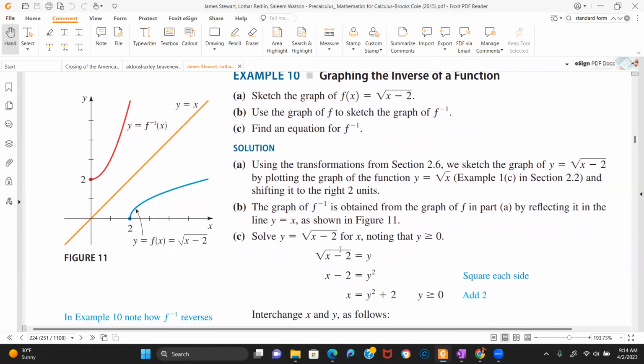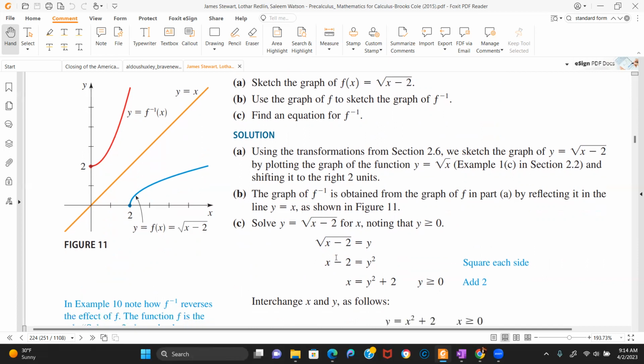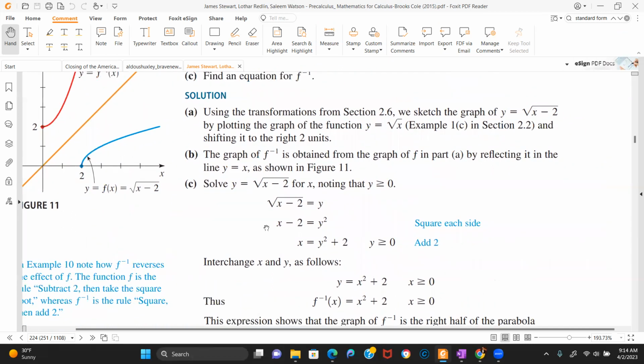So what is the inverse function? What does it actually look like? We can kind of verify that the red graph is the correct graph. Well, let's go through those 3 steps to find the inverse. So how do you do that? You set y equal to the function, so y is the square root of x minus 2. You swap x and y, right?